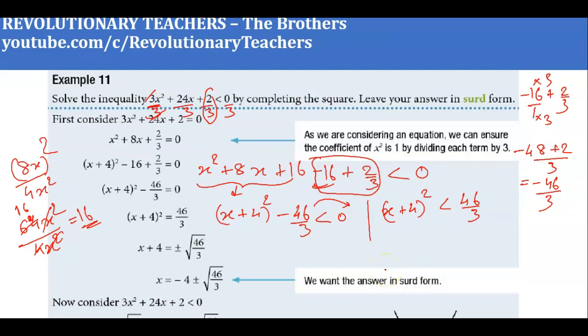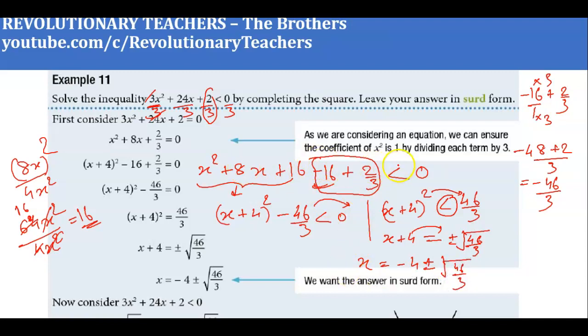Now, how shall we solve this? How would you solve this children? You send the square on the other side. Okay. So this becomes x plus 4 is less than equal to, let us take equal to. For solving this, first of all take equal to, under root 46 upon 3. But it must be positive, negative. Send 4 on the other side. It becomes x equals to minus 4 plus minus under root 46 upon 3.